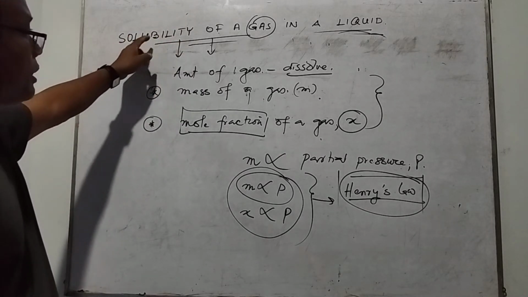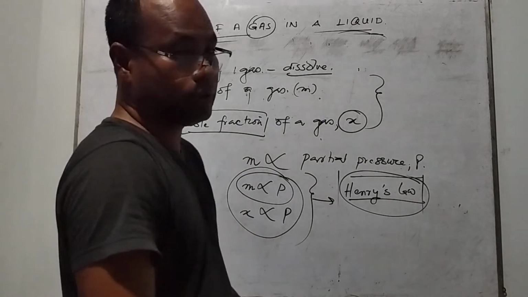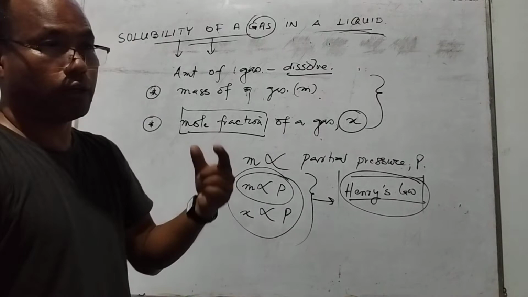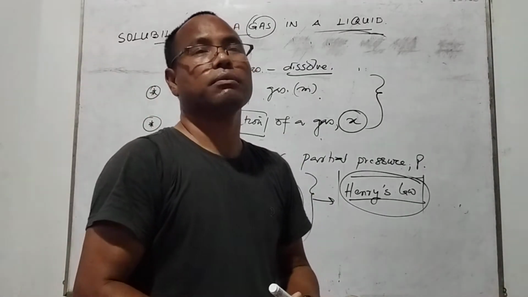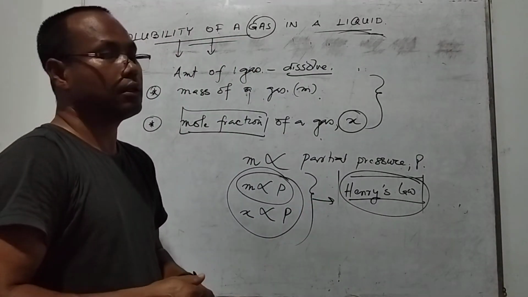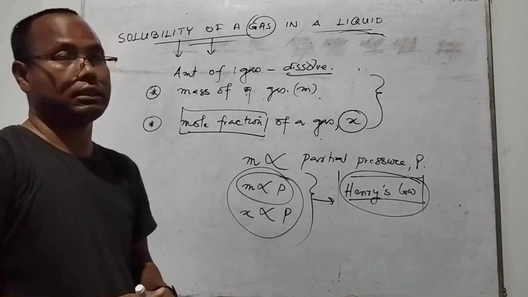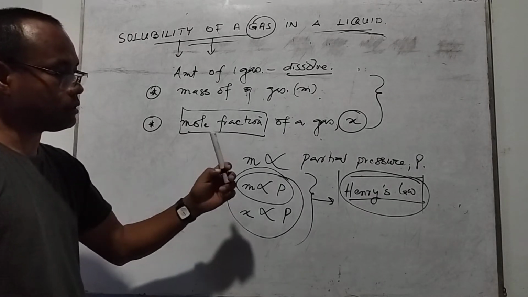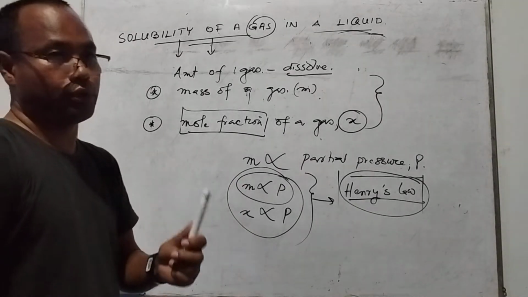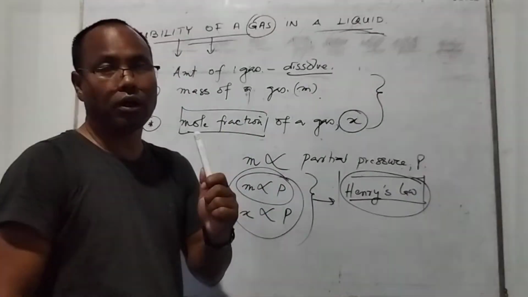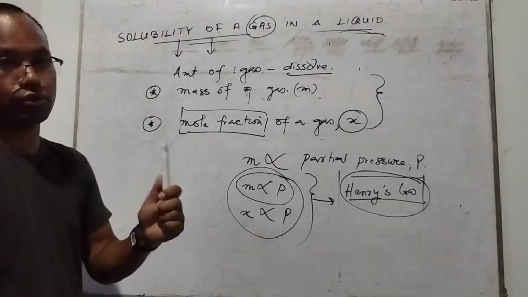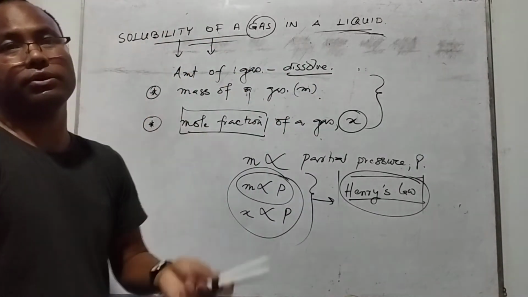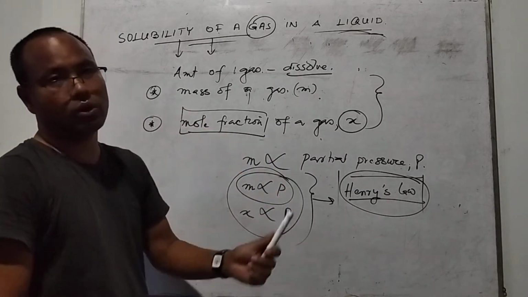Now here, when we are talking about the solubility of a gas in a liquid, we are discussing three different factors. One factor is the nature of the gas. Number two is the effect of temperature. The third one is the effect of pressure. The most important factor in this law is the effect of pressure. So this law deals with the effect of pressure on the solubility of a gas in a liquid. Don't forget, right? What is the name of the law?